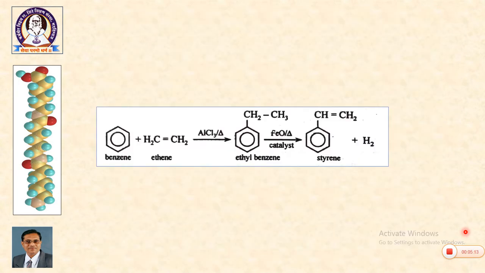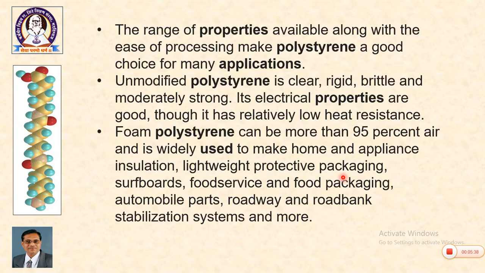The reaction is, we start with benzene. Benzene reacts with ethene to get ethyl benzene. Ethyl benzene is converted into styrene. So, you can start from benzene and this is an alkylation reaction. It gives ethyl benzene. The ethylation product is dehydrogenated to get styrene, and styrene is polymerized to get polystyrene.